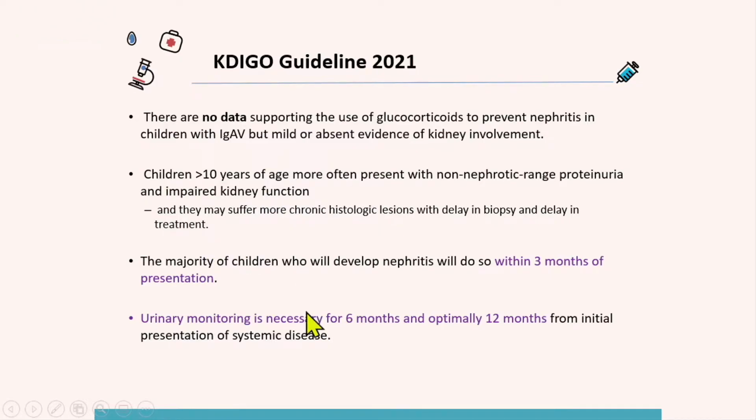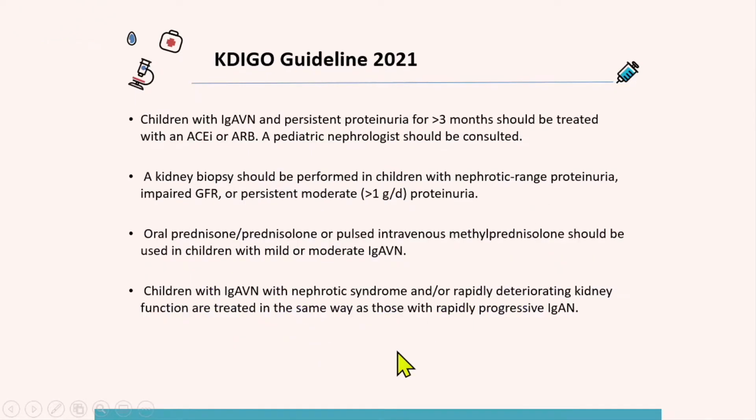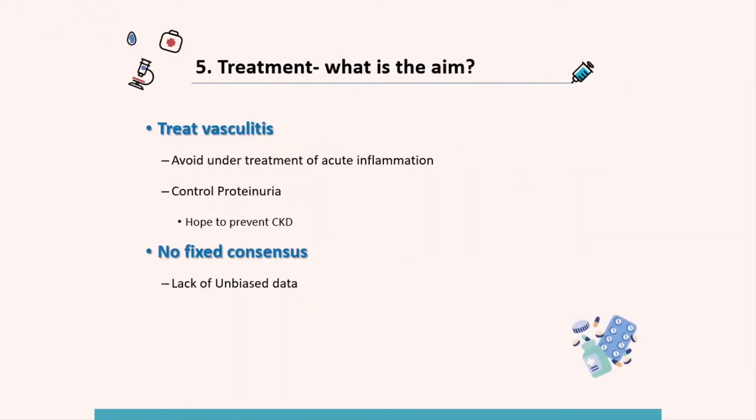So this is something that they have added. And also, most children will develop nephritis. They will do so within the first few months of presentation. So urinary monitoring is recommended. So, if you are interested, you can go back to this guideline, but I don't want to bore you with the detail. Suffice it to say that this SHARE initiative has come into play, and I'm going to discuss it in a bit more detail.